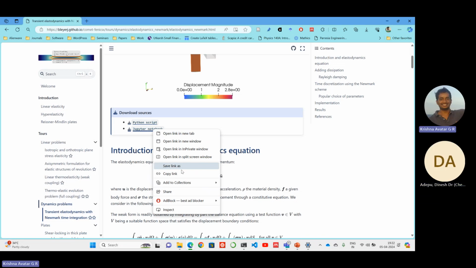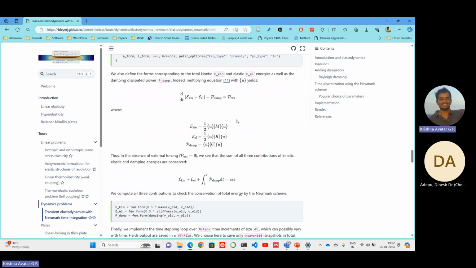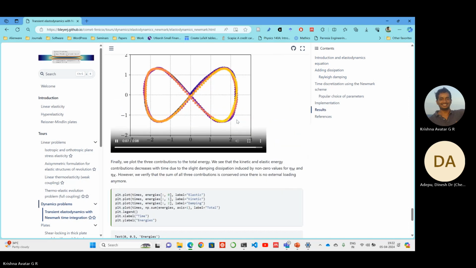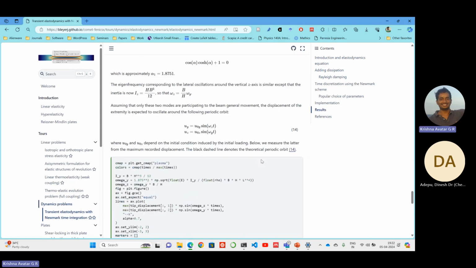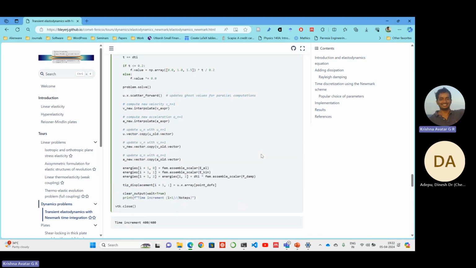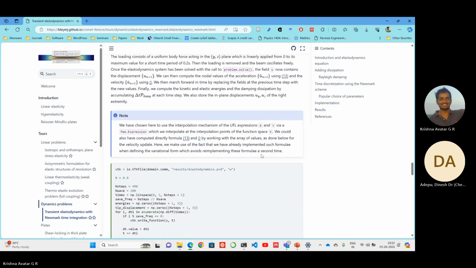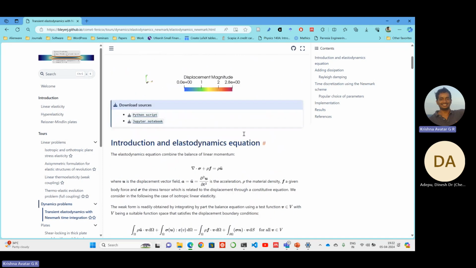I will just download this notebook. Which packages have they used for visualization? Okay, it's map. Okay, fine.